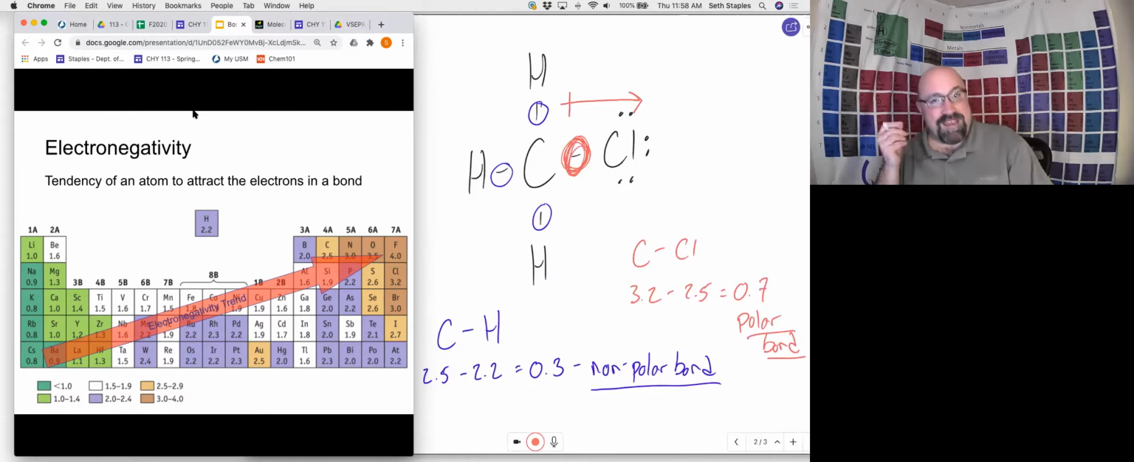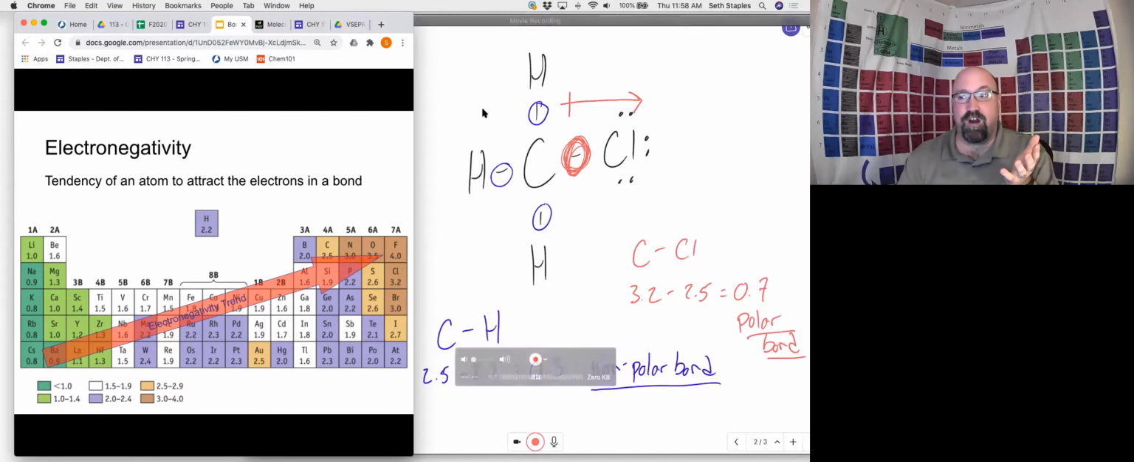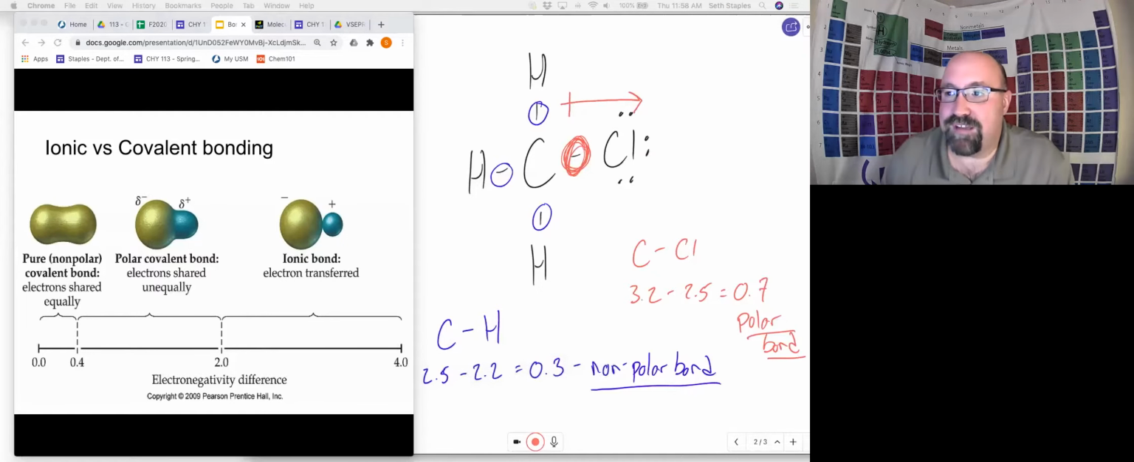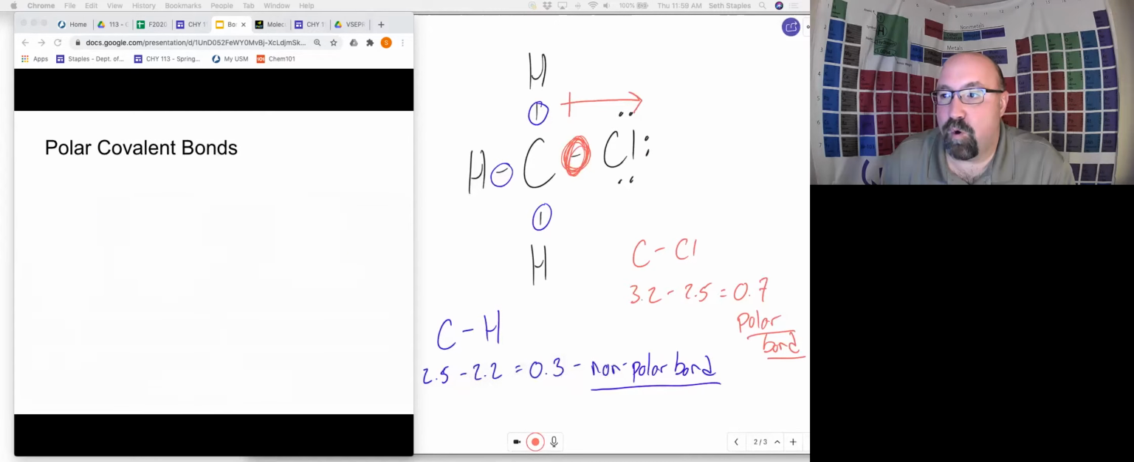Now, again, let's think about what that really does. It's going to create a region around the chlorine that's a little bit negative. It's going to create another region around the carbon that's a little bit positive. So we're getting this effect going on here. Now, what we finally have to do is take into account the whole molecule and look at all of the different poles in there.